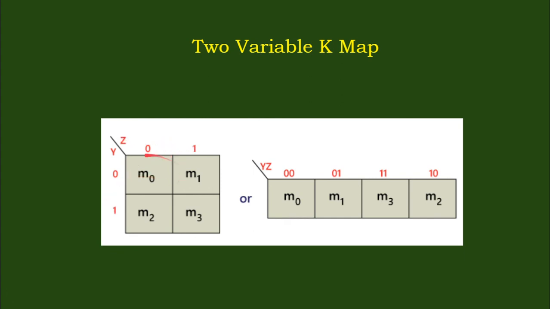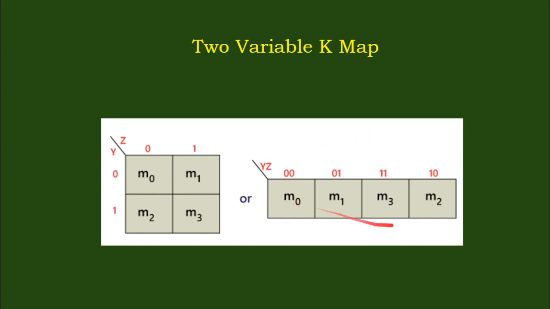Now this combination says that when y is 0, z may be 0. When y is 0, z may be 1. Likewise, when y is 1, z may be 0, and when y is 1, z may be 1. So the combination may be 0 0, 0 1, 1 0 or 1 1. That is written in another form like this: 0 0, 0 1, 1 1, 1 0.